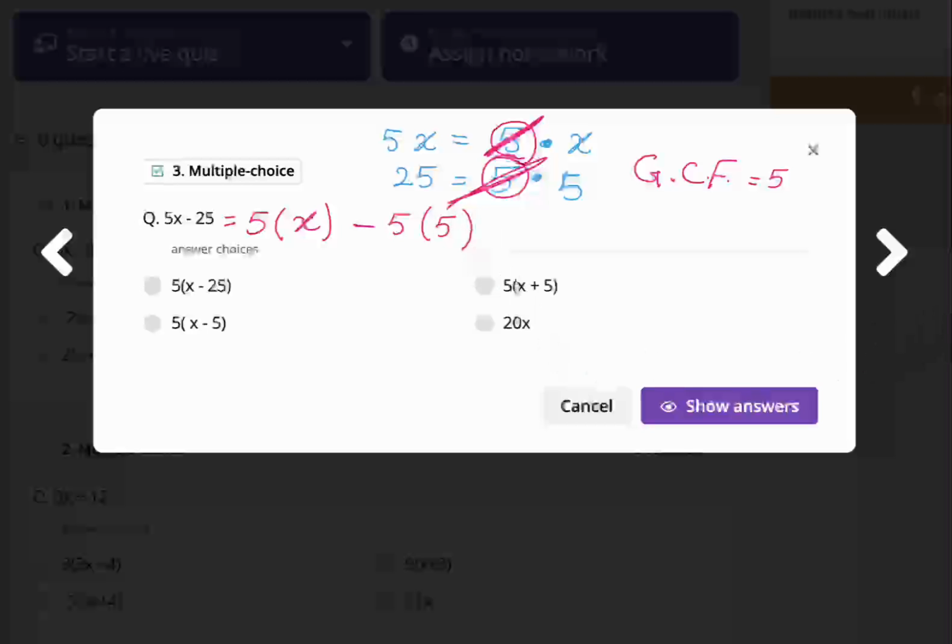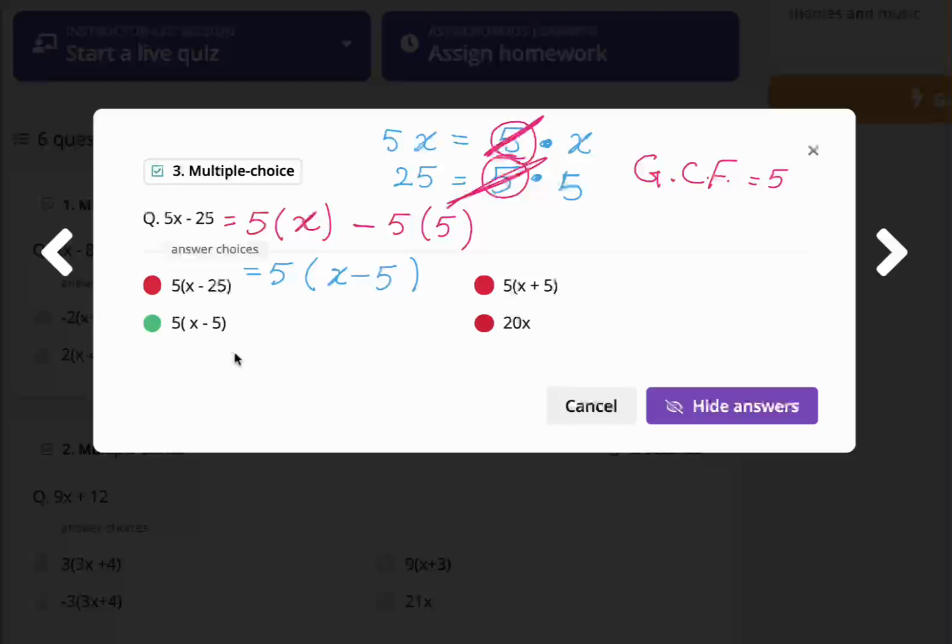Now, factor out the common factor, the 5. What do you have left in the parentheses? x and 5. Not and. x minus 5. Yes, exactly. So the answer is 5 multiply x minus 5. Yes, thank you, Abdullah. Great work.